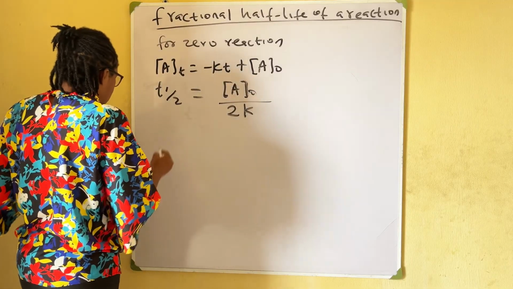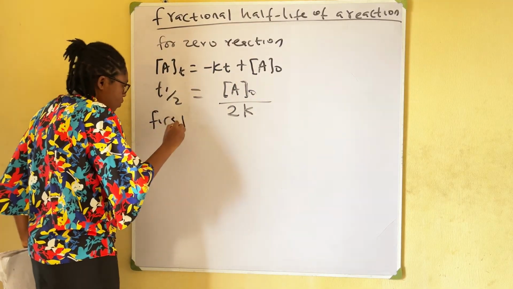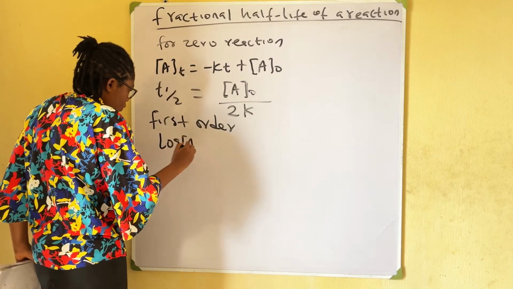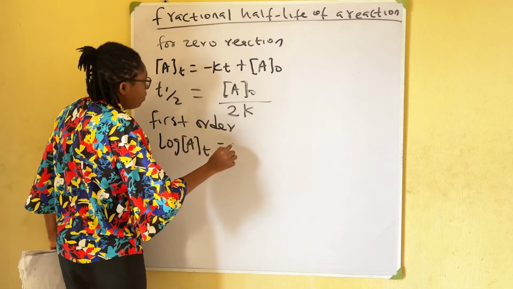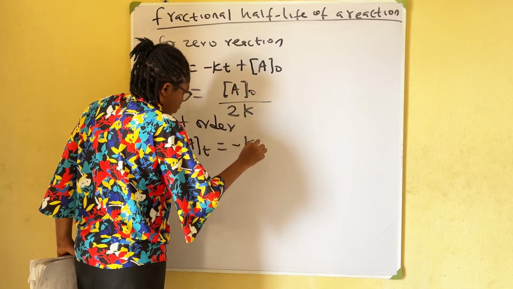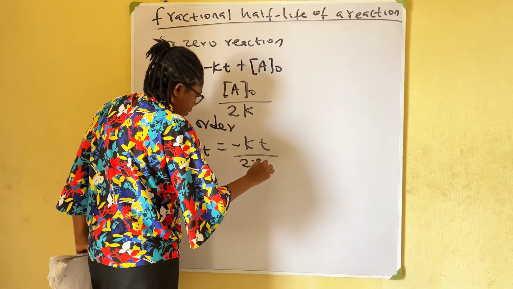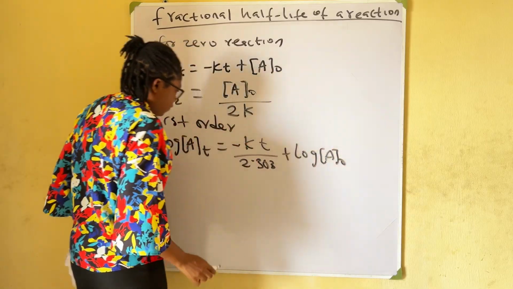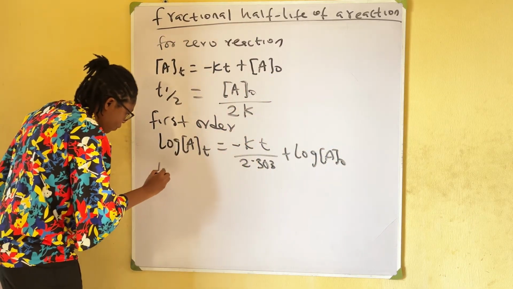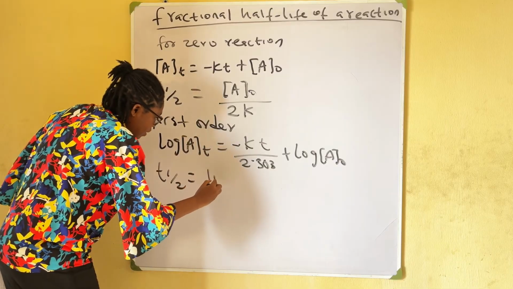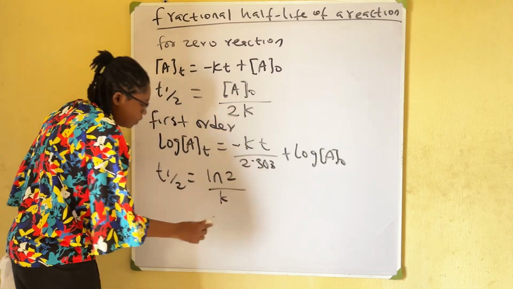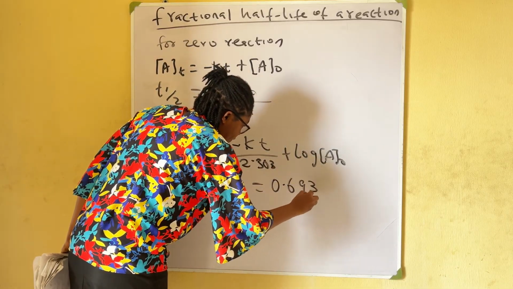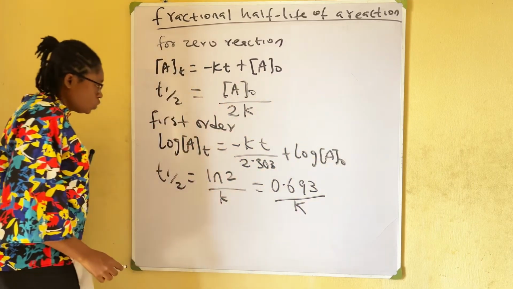Okay, let's look at first order reaction. For first order reaction, this formula: log of concentration at time equals minus K over 2.303 plus log of initial concentration. So this is the formula for first order reaction. So the half-life for first order is ln 2 over K. So if you punch ln 2 in your calculator, it will give you approximately 0.693 all over K.